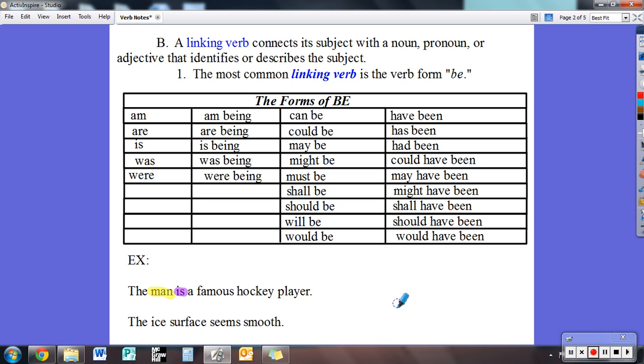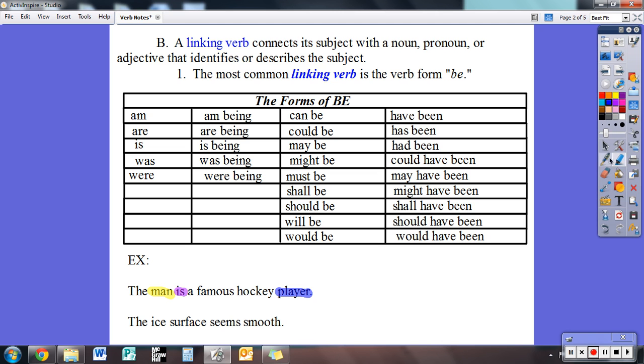Man is a famous hockey player. Oh, I see, at the end of the sentence, player and man are talking about the same person. Famous and hockey are describing the player. Those are adjectives. We're not focused on that right now. Player is the word that I need to focus on because man and player are one and the same.